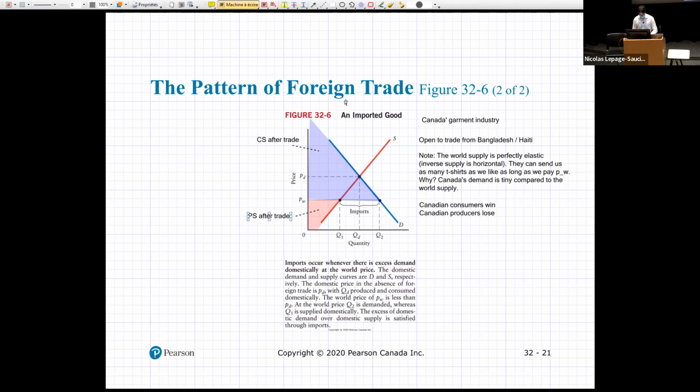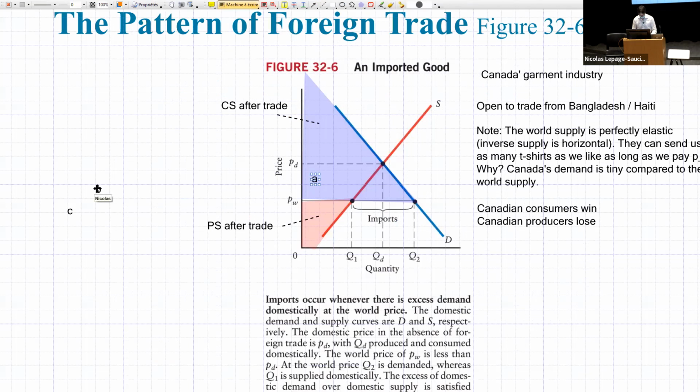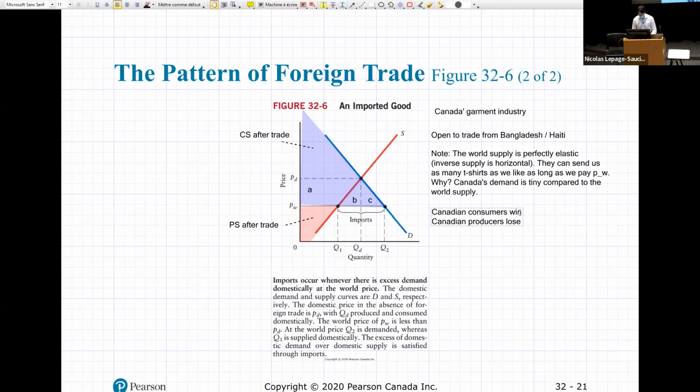Okay, so now, so they win what? So area A, B, C. Well, they win everything.